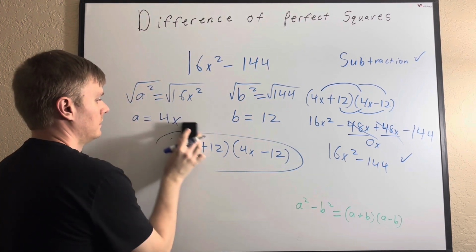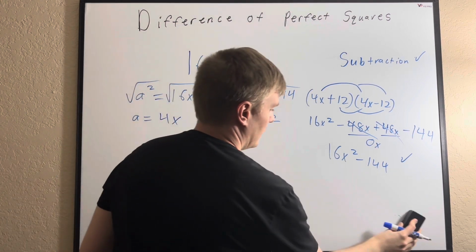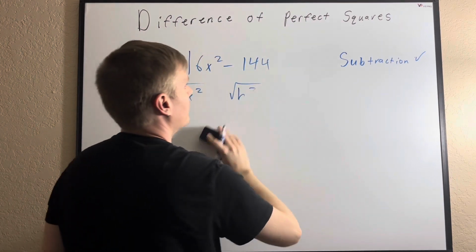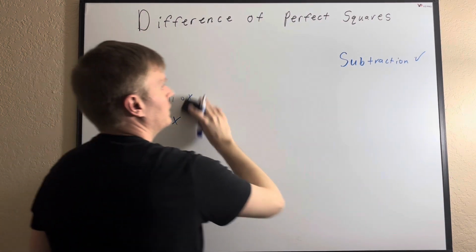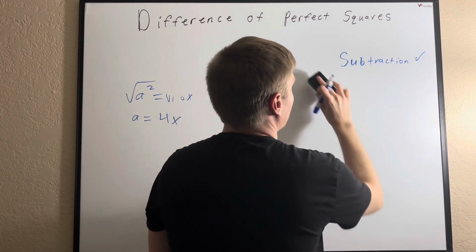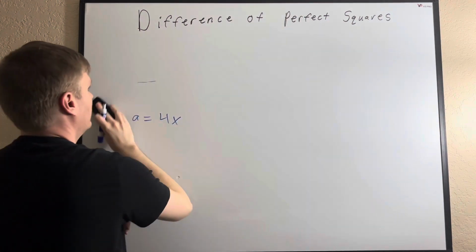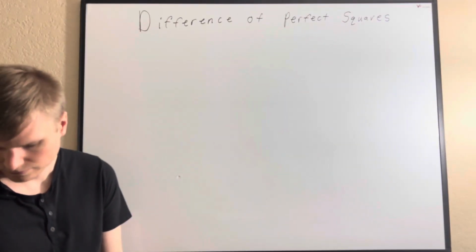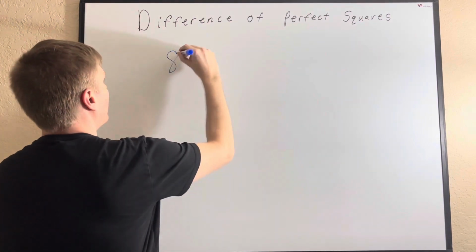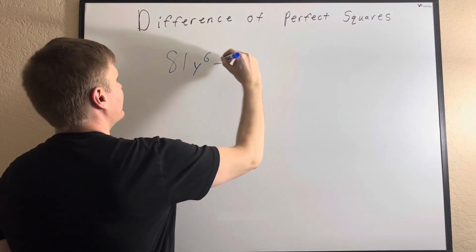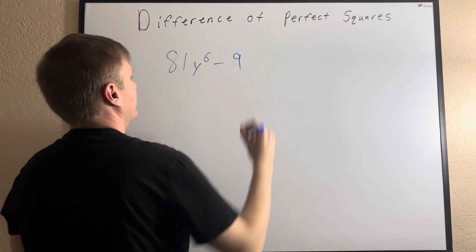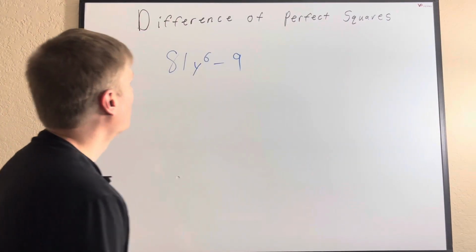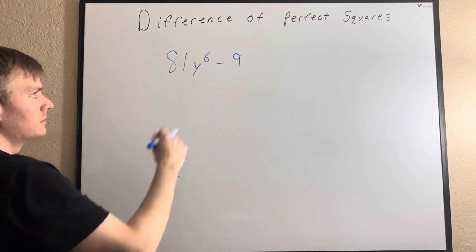All right. Try one more example. This is so easy, we only need to do one more example. Subtraction, perfect squares, all sorts of things need to be met. 81 y to the 6 minus 9. Well, we have the difference part of it checked.